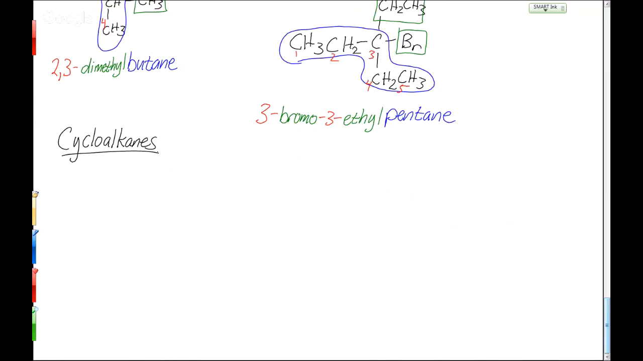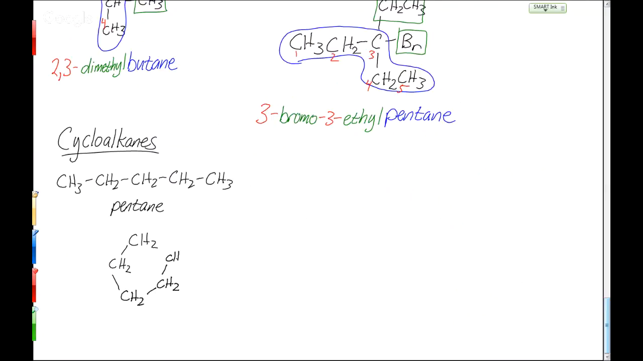Cycloalkanes are what we get when we connect the ends of a chain together. So here is pentane, with 5 carbons. We know that one. And then here is cyclopentane.